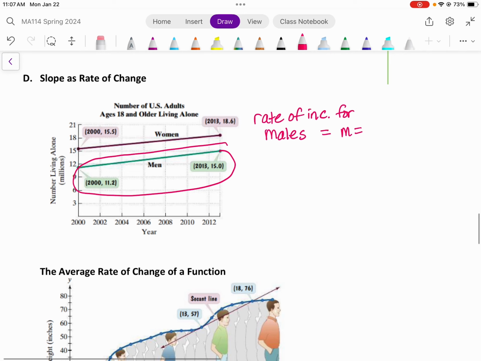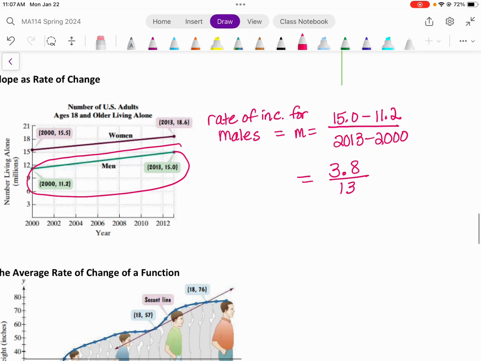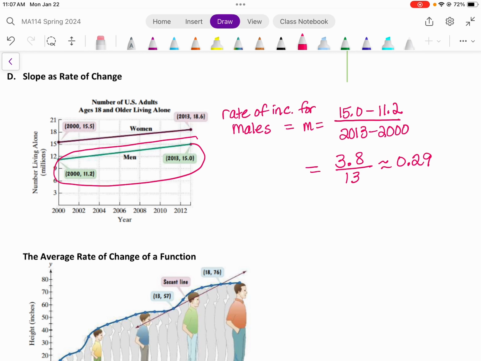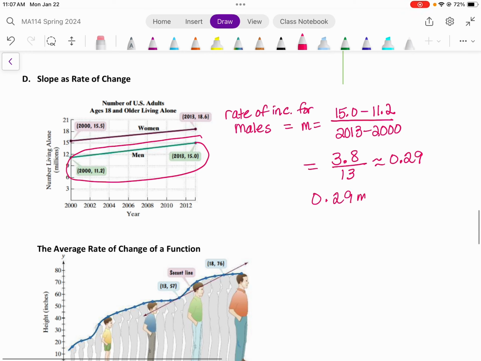So we will take our y's and subtract, and then we will subtract our time on the bottom. 2013 minus 2000. All right, 15 minus 11.2. Let's just do that real quick. It's 3.8. We'll divide that by 13. Doing that on my calculator gives me about 0.29. So if I were describing this, I would have 0.29 million per year.